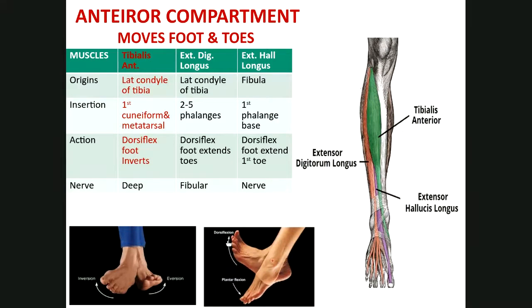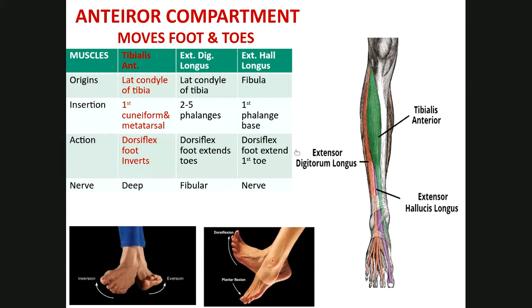Another action of this tibialis anterior is foot inversion. Foot inversion is like your pinky toe moving inward. So inversion is pulling your foot in this direction. Let's go to the next one, the extensor hallucis longus, which is the purple. This is going to originate on the fibula, and it's going to insert on the base of the first phalange, or the big toe. And this is going to extend the big toe. It's going to pull it up forward.